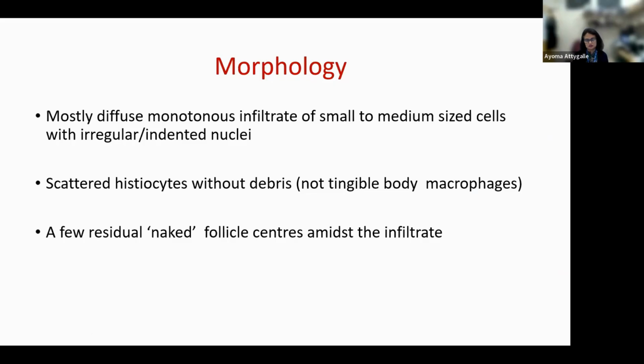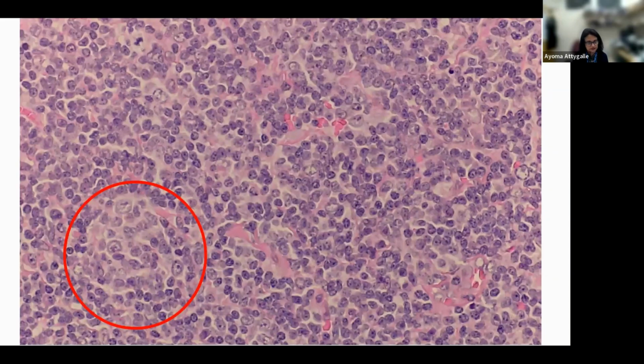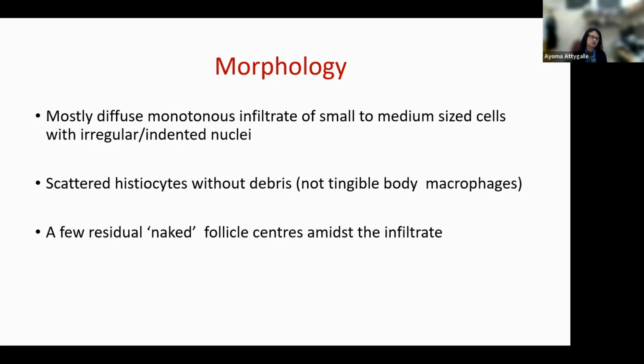So essentially, what you saw there were a naked follicle center, and we'll come to that a little later on. Sometimes it's not that easy to spot. So the morphology of this is a mostly diffuse monotonous infiltrate of small to medium-sized cells with irregular or indented nuclei. There are scattered histiocytes without debris, and there are few residual naked follicle centers amidst the infiltrate.